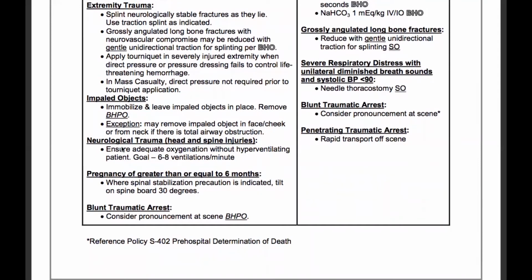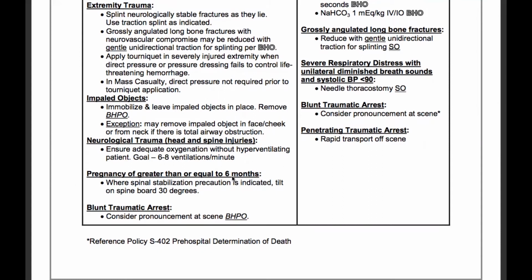Neurological trauma, so we're talking about our head and spinal injuries. Ensure adequate oxygenation without hyperventilating with a goal of 6 to 8 ventilations per minute. So those are for your neurologic trauma patients. We have a goal of 6 to 8 ventilations a minute, not 10 to 12.